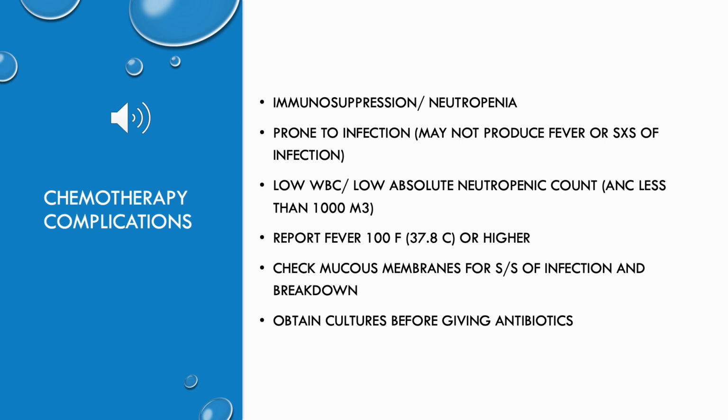Now the problem with neutropenia is it's going to put the patient at risk for infection, but the patient may not present with the normal signs of infection that we're used to. For example, the patient may not even produce a fever. So that means that you need to report any fever of 100 degrees Fahrenheit or 37.8 degrees Celsius or higher, because that could indicate the patient has an infection.